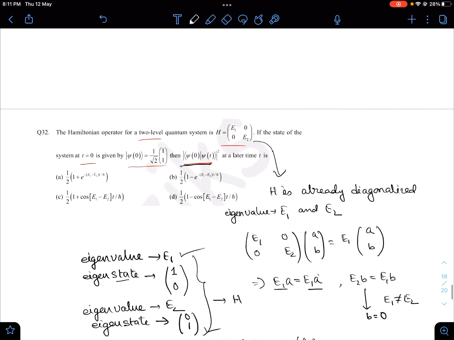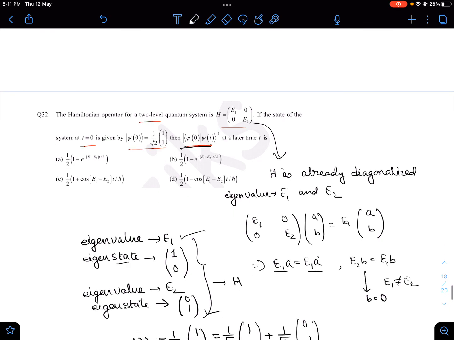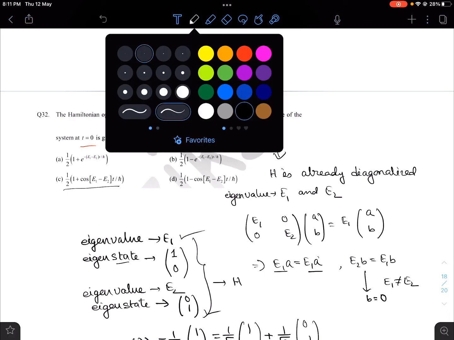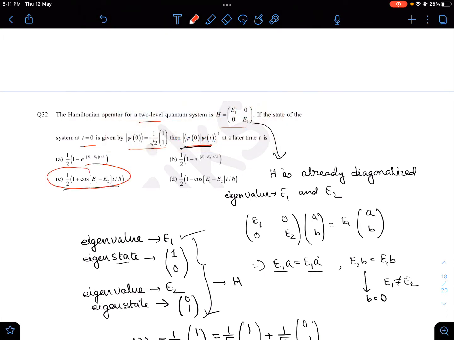So let us look at the options. Okay, so we don't need that manipulation. So yeah, option C seems to be correct. So this is our answer.